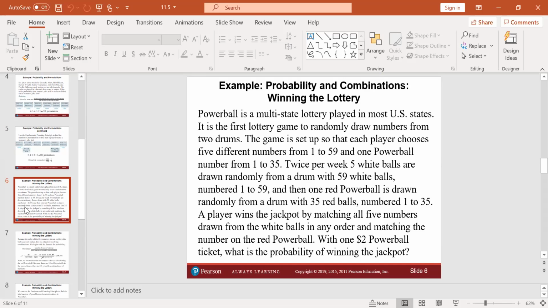A player wins the jackpot by matching all 5 numbers drawn from the white balls in any order. So as long as you draw the right 5 balls, it doesn't matter what order you drew them in. And then matching the number on the red Powerball. What is the probability of winning the jackpot if you only buy one ticket and a ticket is $2? What is the probability of winning the jackpot?